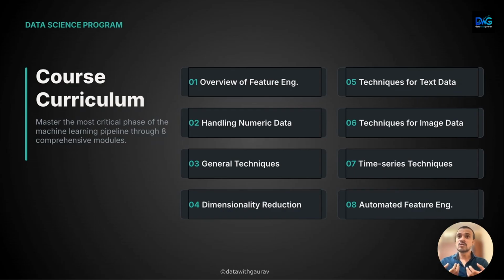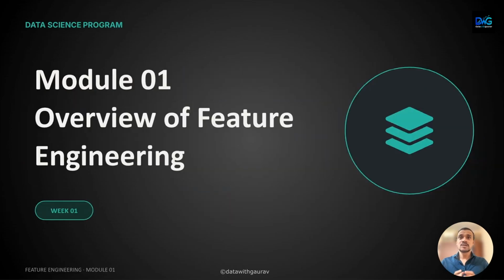Then we move on to general feature engineering techniques and dimensionality reduction techniques. After that, we will read and understand techniques related to text data, image data, time series data, and finally, we'll also understand what automated feature engineering is all about. So let's get started with module 1, that is overview of feature engineering.